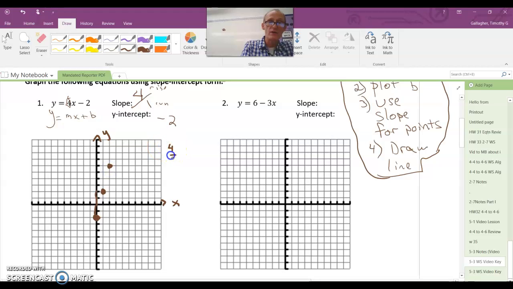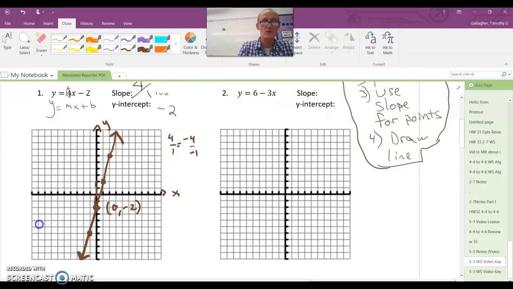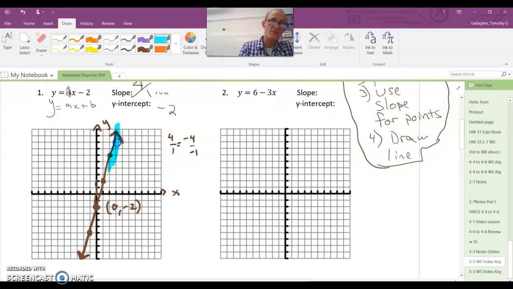Now 4 over 1 is the same as -4 over -1, so you can also start from b, which is -2 here. This point right here is 0, -2, the y-intercept. And you can go -4, -1, -2, -3, -4, and -1. You can see that it's still lined up. And then you draw a line as straight as you can. And that's what you get for number 1, y equals 4x minus 2. This graph is a picture of every x and y for this equation.